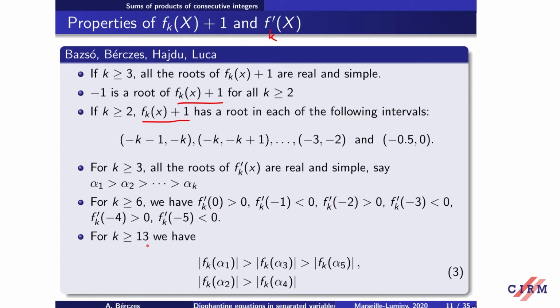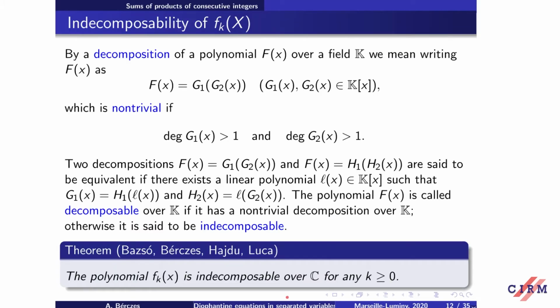And for k larger or equal to 13, we have fk of alpha 1 is larger than fk of alpha 3, which is larger than fk of alpha 5, and fk of alpha 2 is larger than fk of alpha 4. These are properties which we needed in the proofs of our results.